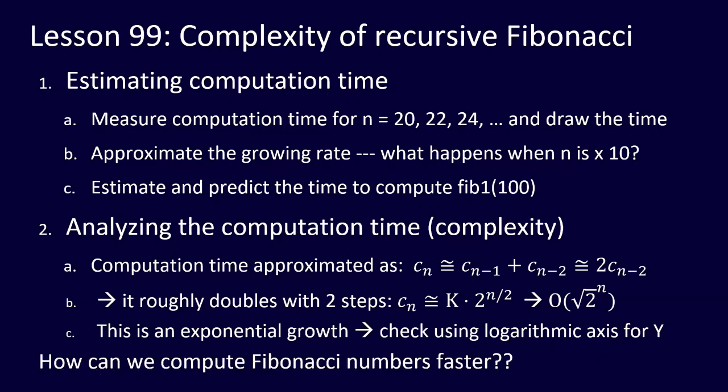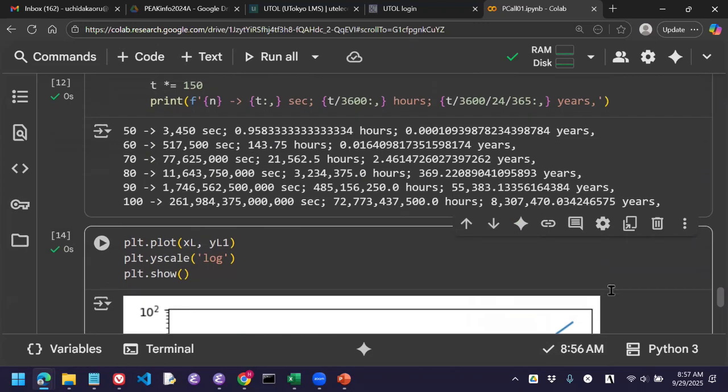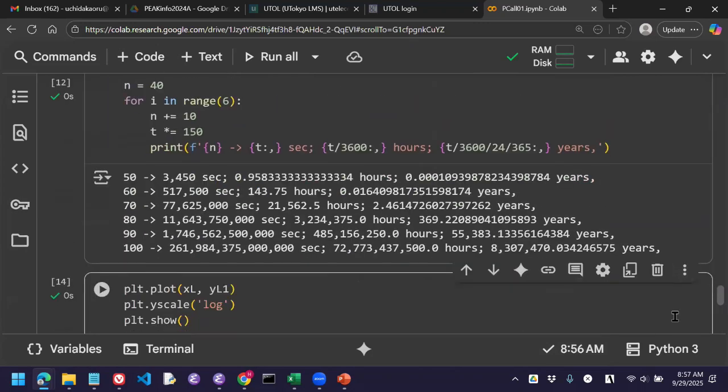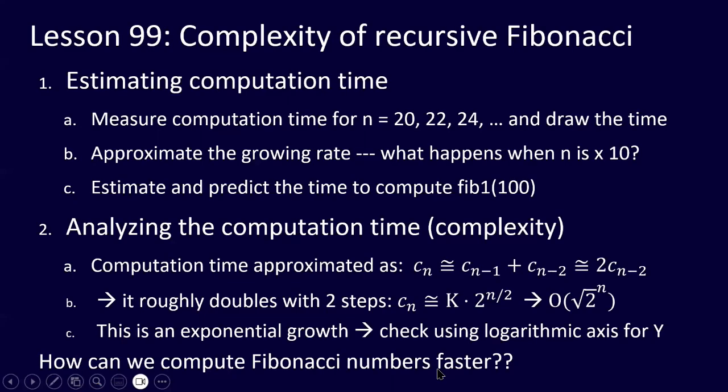So this is a very long time to compute up to 100. If we want the Fibonacci number of 100, we need to compute almost more than 8 million years. And this is ridiculous. So the next thing is, how can we compute this faster? There is a way to compute it faster. If you want, you can try yourself and see how marvelously fast it works.